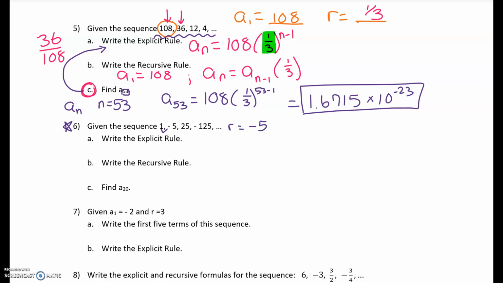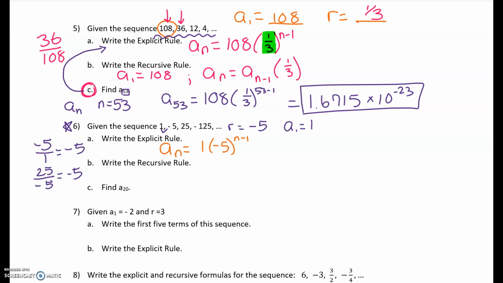It's a -5. Again, we can use our nice little shortcut that says take the second term, divide it by the first, and we're going to see that that's negative. Even if we do the next set of terms, the third term divided by the second, we're still going to see that same -5. So we need that first term and we need the R value. So we can write our explicit, which is a sub n equals the first term times my R raised to the n minus 1.